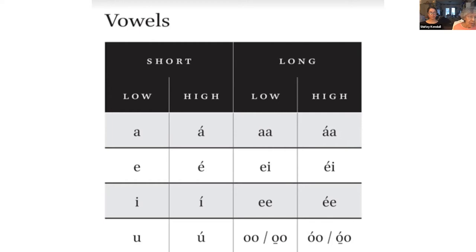Single letter U, single letter U, double O, ooh. Single letter U, double O, ooh. From the top, single letter A, ah. Double A, ah. Single letter I, eh. E-I, A. Single letter E, eh. Double E, E. Single letter U, double O, ooh.